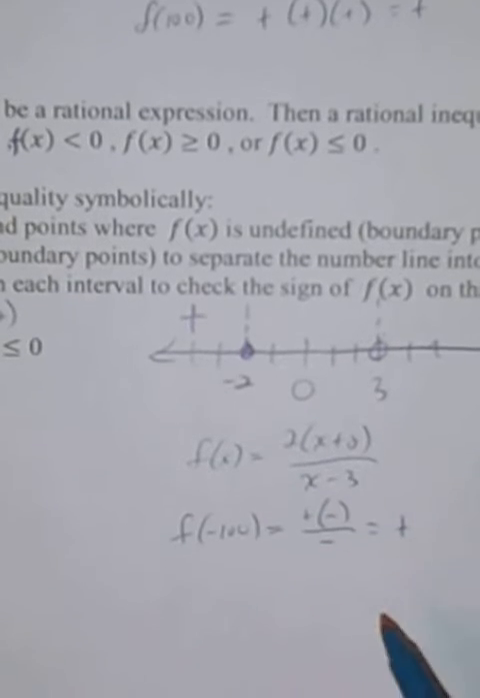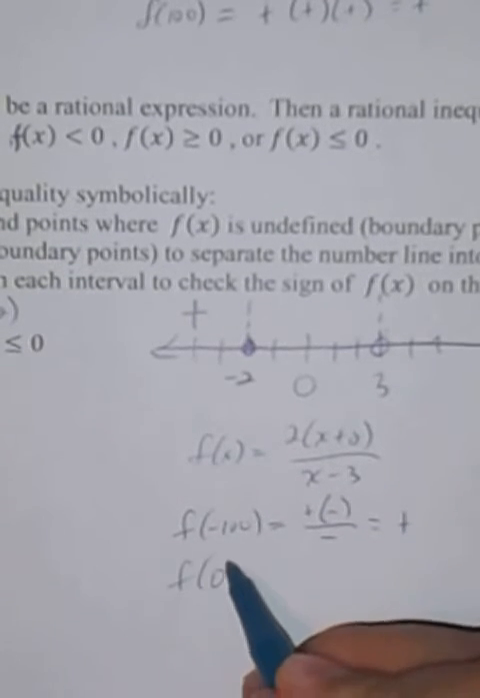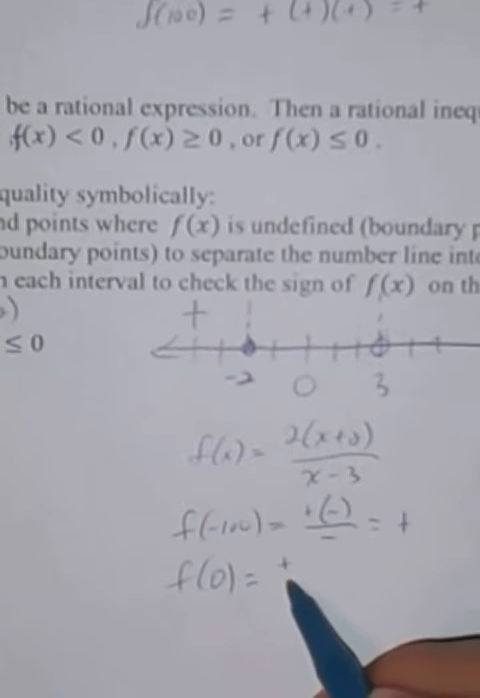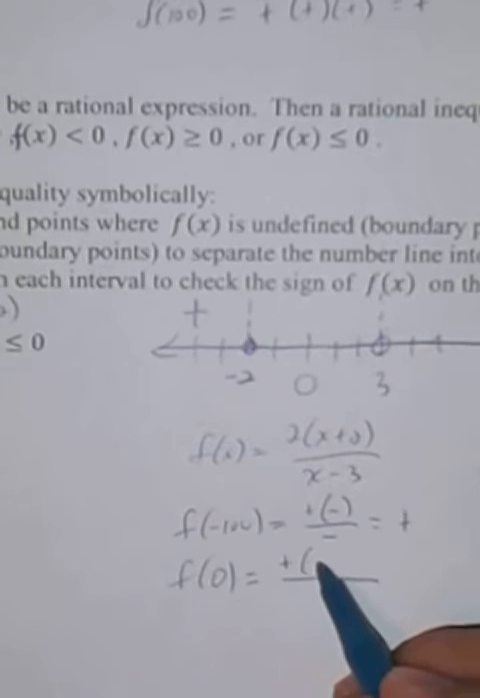Between negative 2 and 3, I have 0. I'm going to use that one. f of 0 will be, so the 2 is positive. Notice it's a 2. 0 plus 2 will be positive.